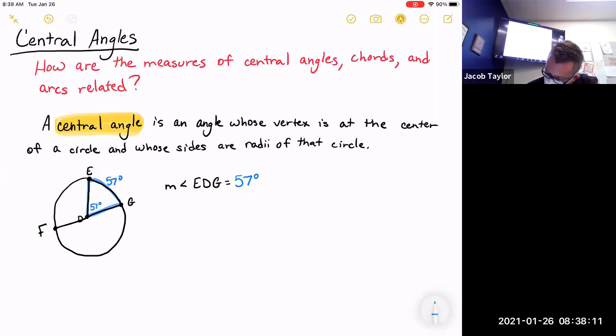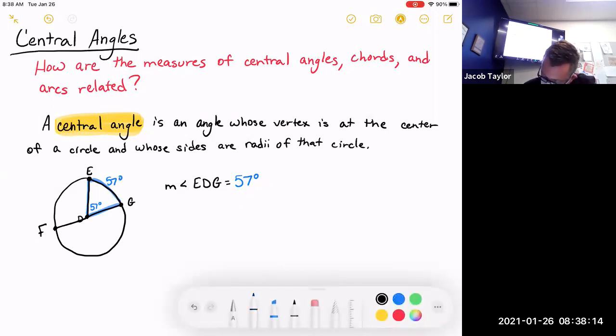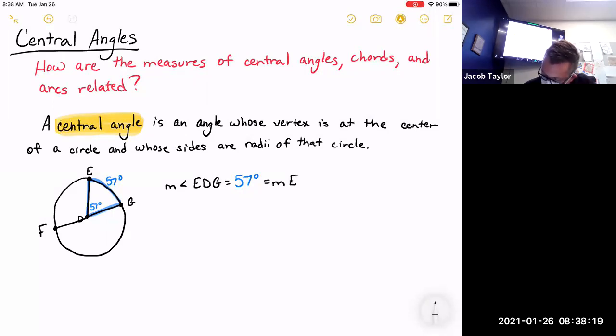So not only is the measure of angle EDG 57 degrees, but the measure of arc EG is also 57 degrees. A central angle and the arc formed by that angle are congruent. What's another central angle that I have here? EDF, very good. EDF is a central angle.